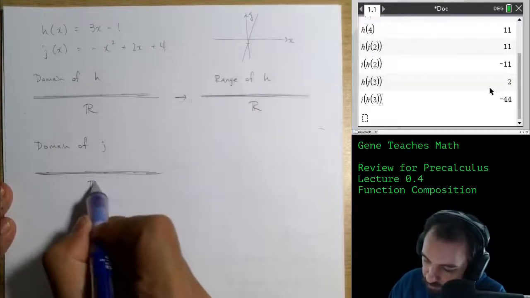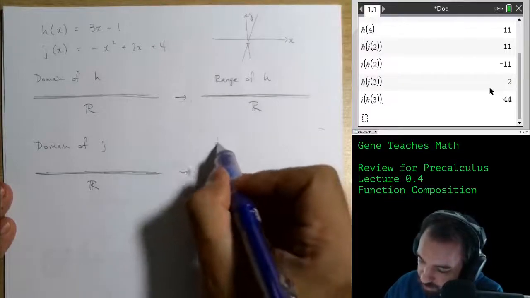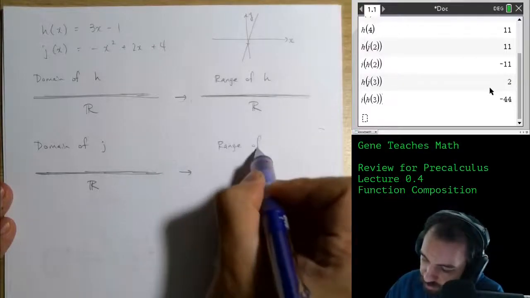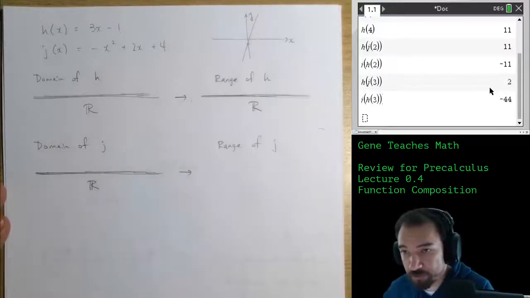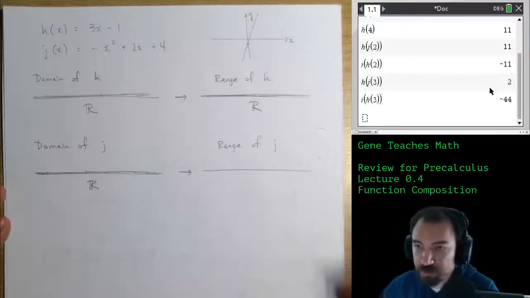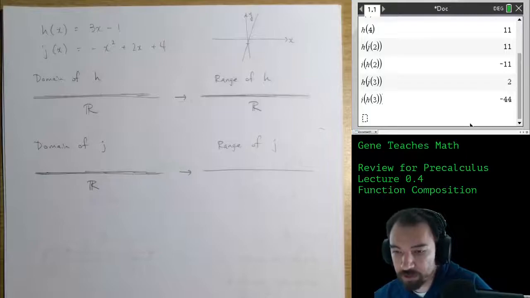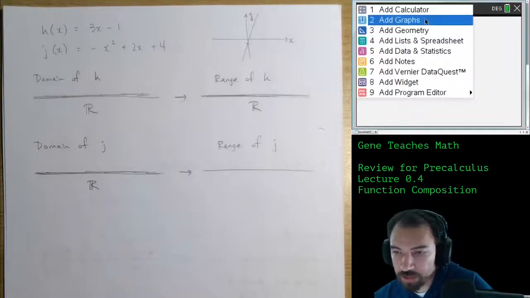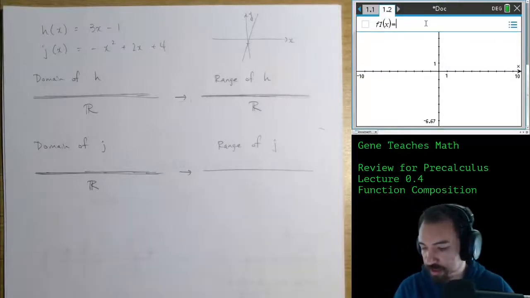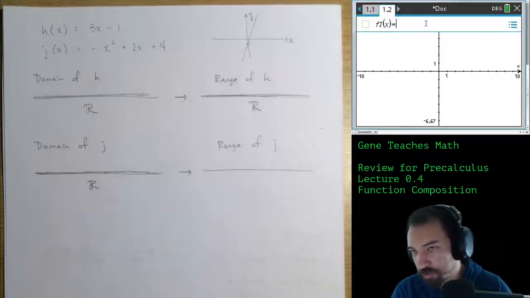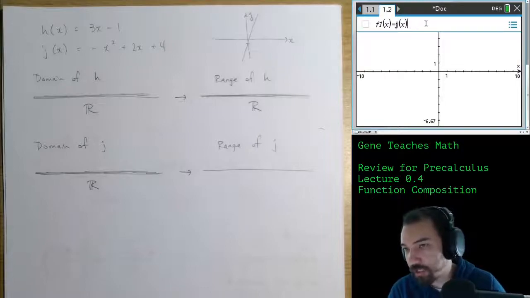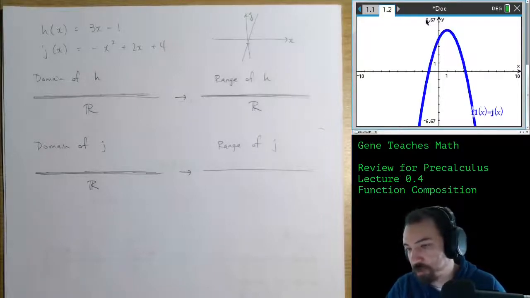So this is going to be all real numbers. And then, of course, the range of j requires us to understand the graph a little bit. At this stage, I don't need you to remember how to graph a parabola. I'm going to pull up a graph tab. I could type in -x squared plus 2x plus 4, or since I've already defined my j of x, I can do this, and it will give me a graph.